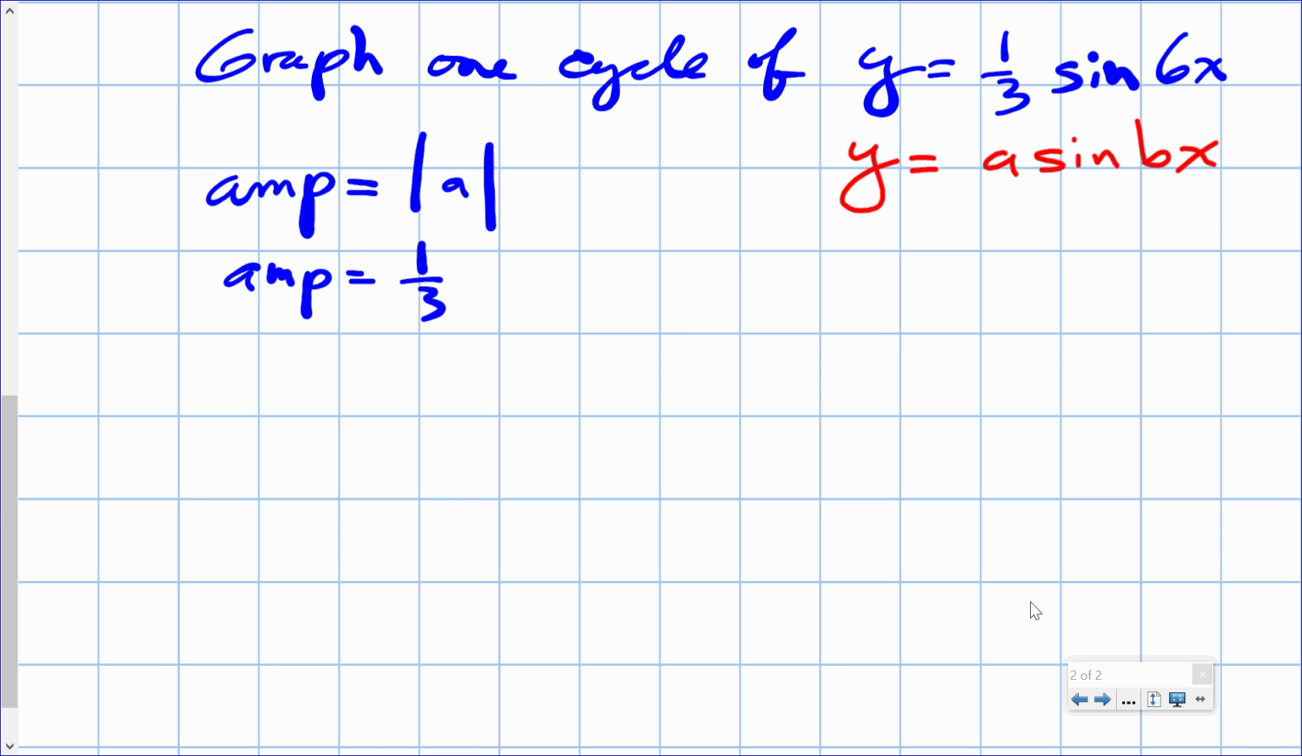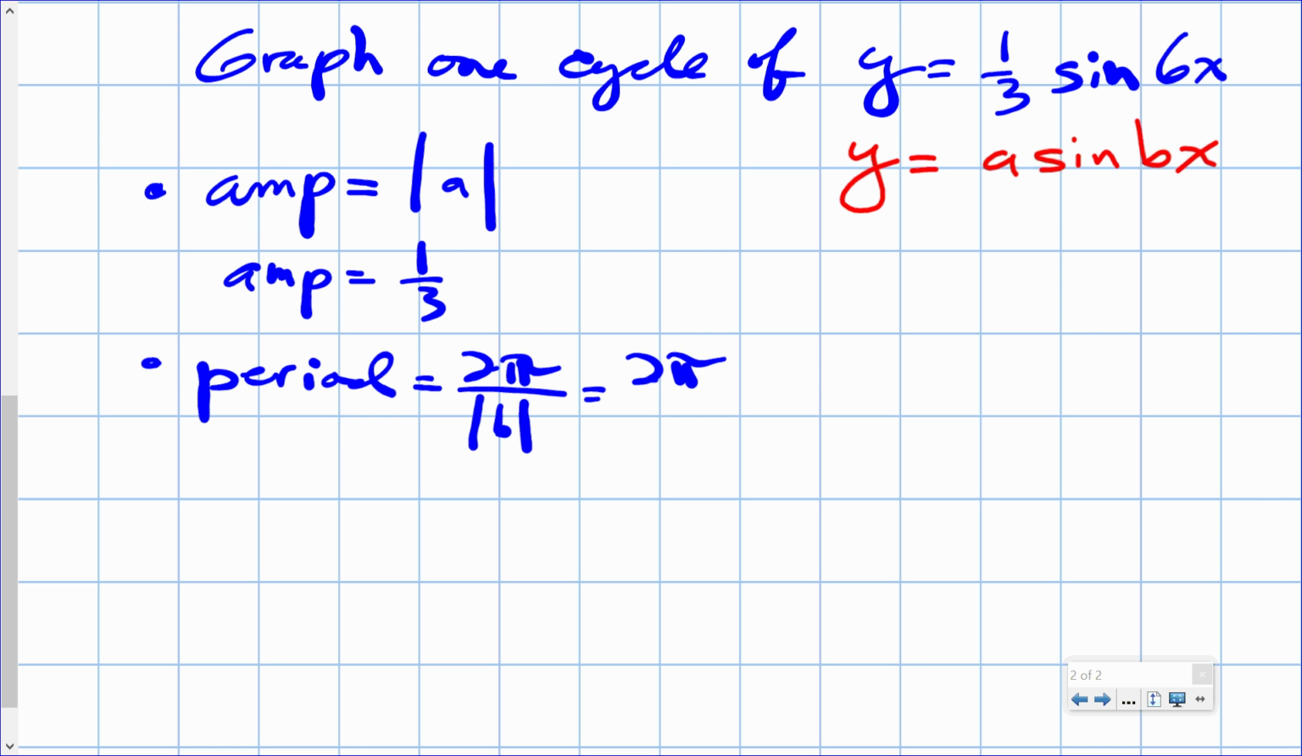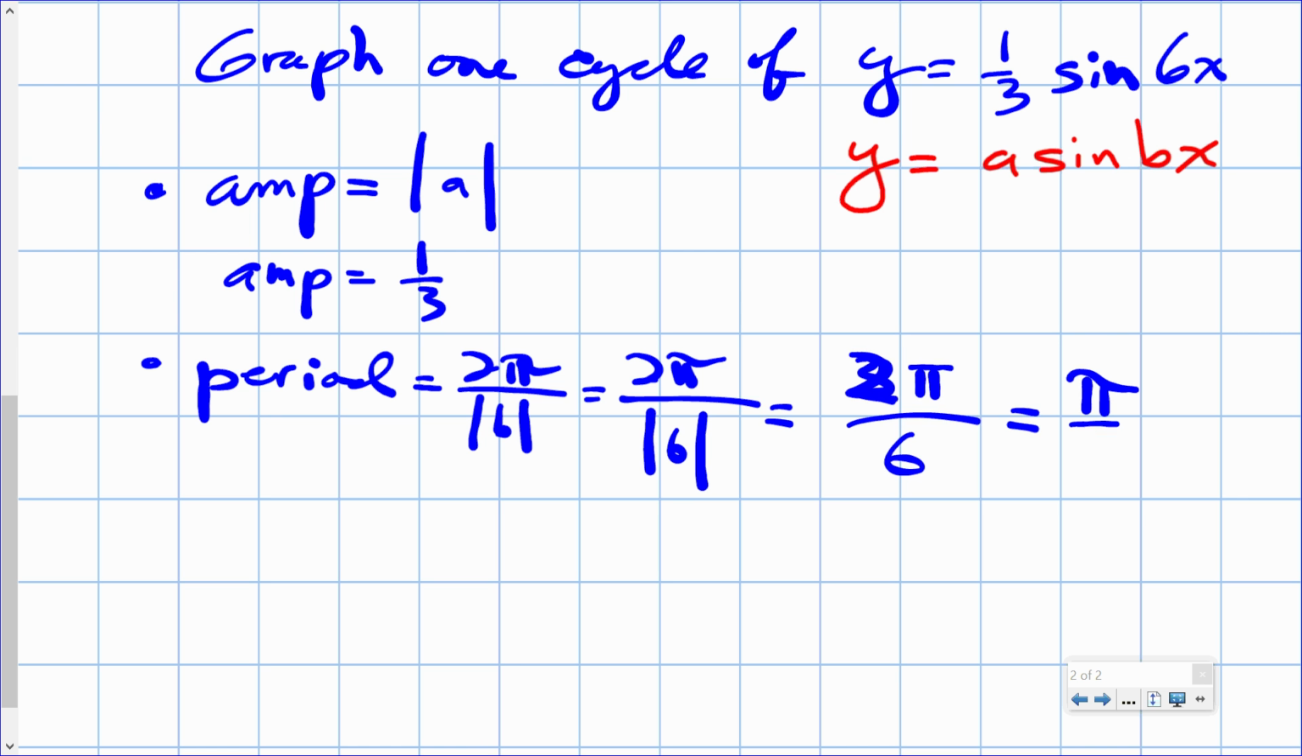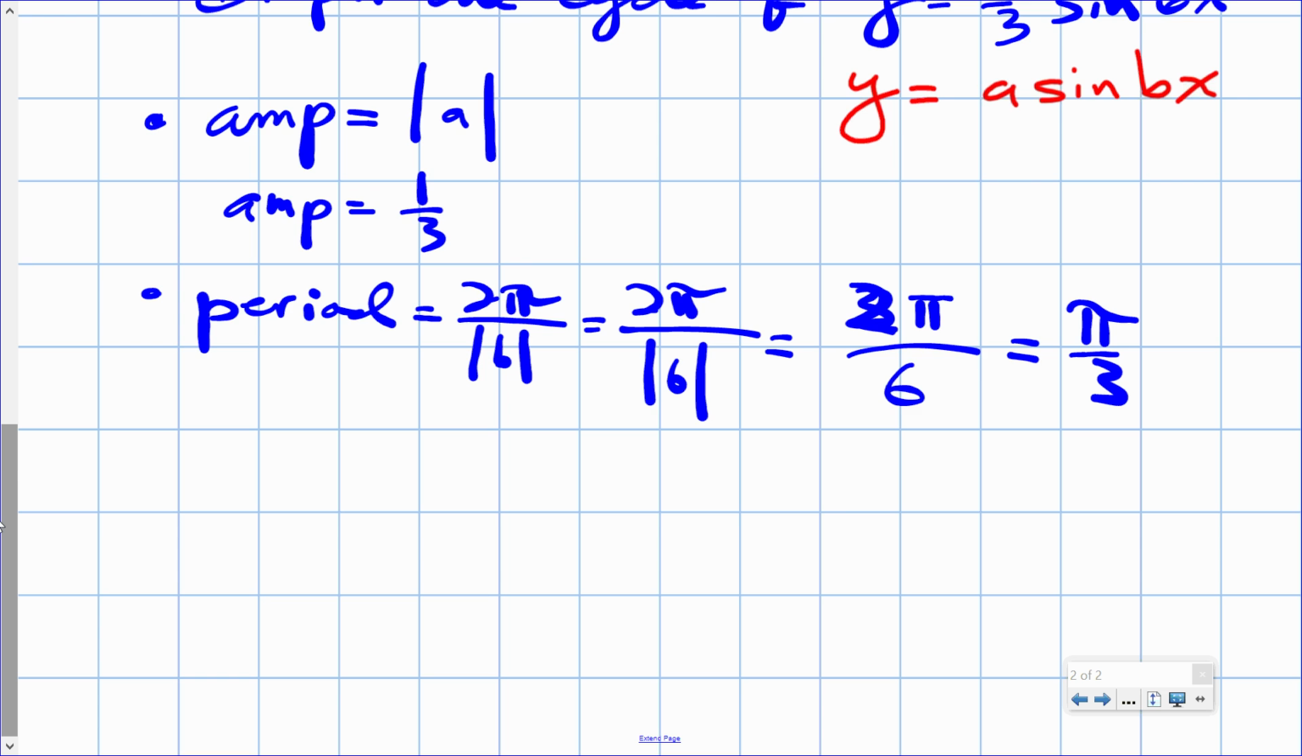Period now. Period is 2 pi divided by the absolute value of b, which in this case would be 2 pi over 6, the absolute value of b being 6, which is 2 pi divided by 6, which is pi over 3. Very nice.